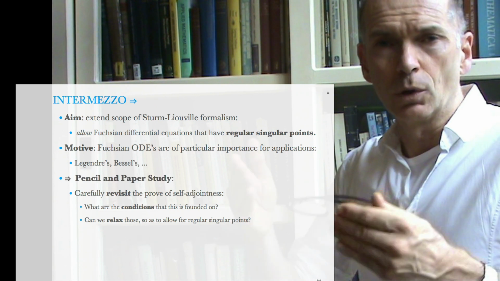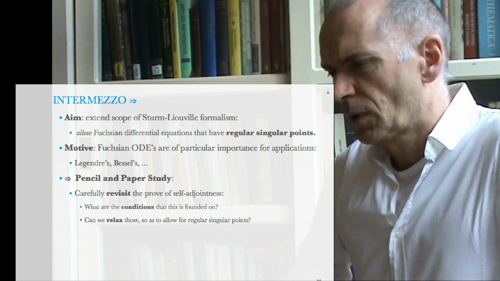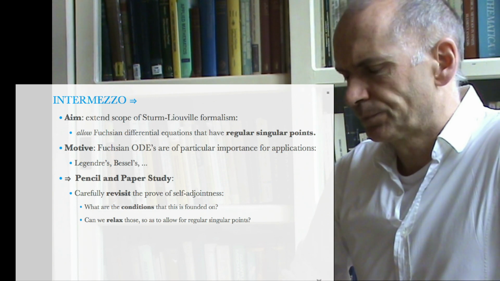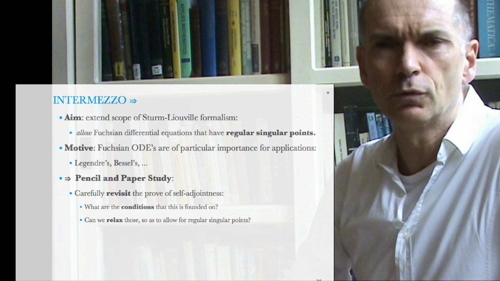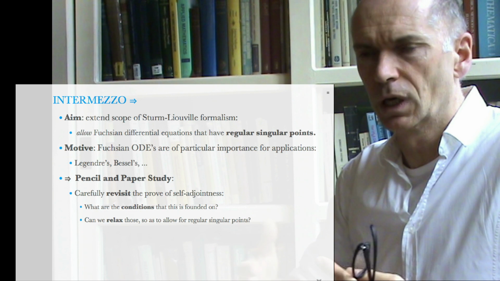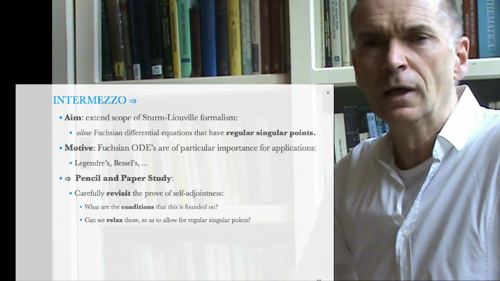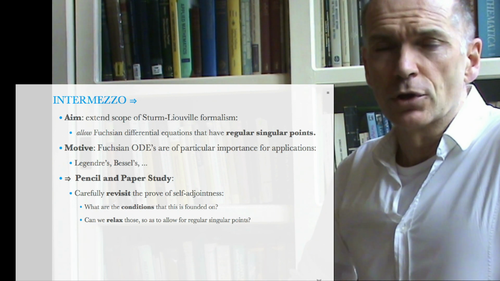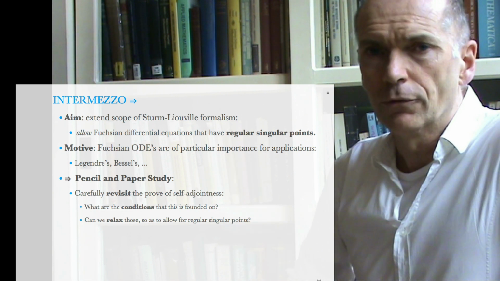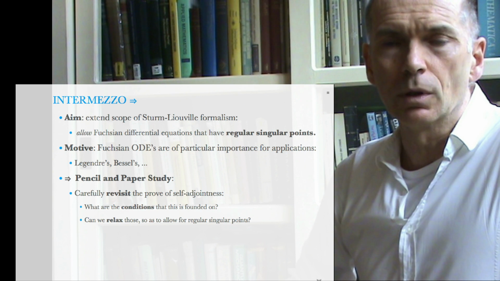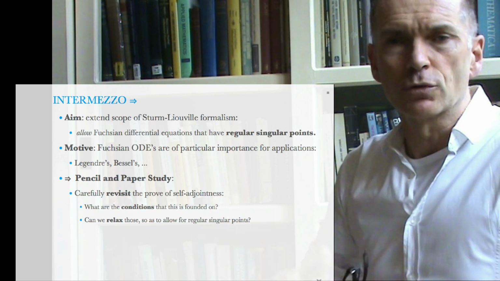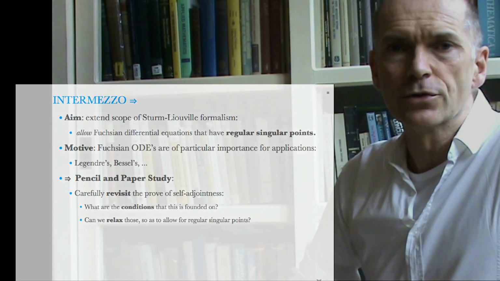So, let's go for it. We will have an intermezzo now: the pencil and paper study of the proof of self-adjointness, trying to push the boundaries and relax the conditions a bit. I will find myself a clean sheet of paper and we will work it out with pencil and paper, and I will talk you through that. Afterwards we meet again and summarize our findings.